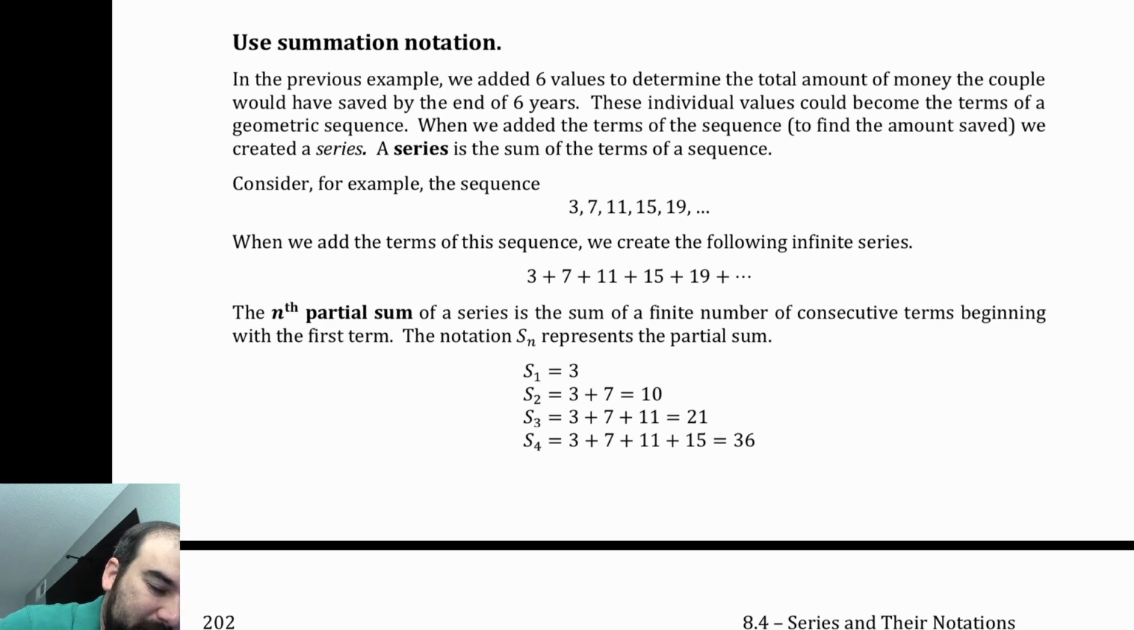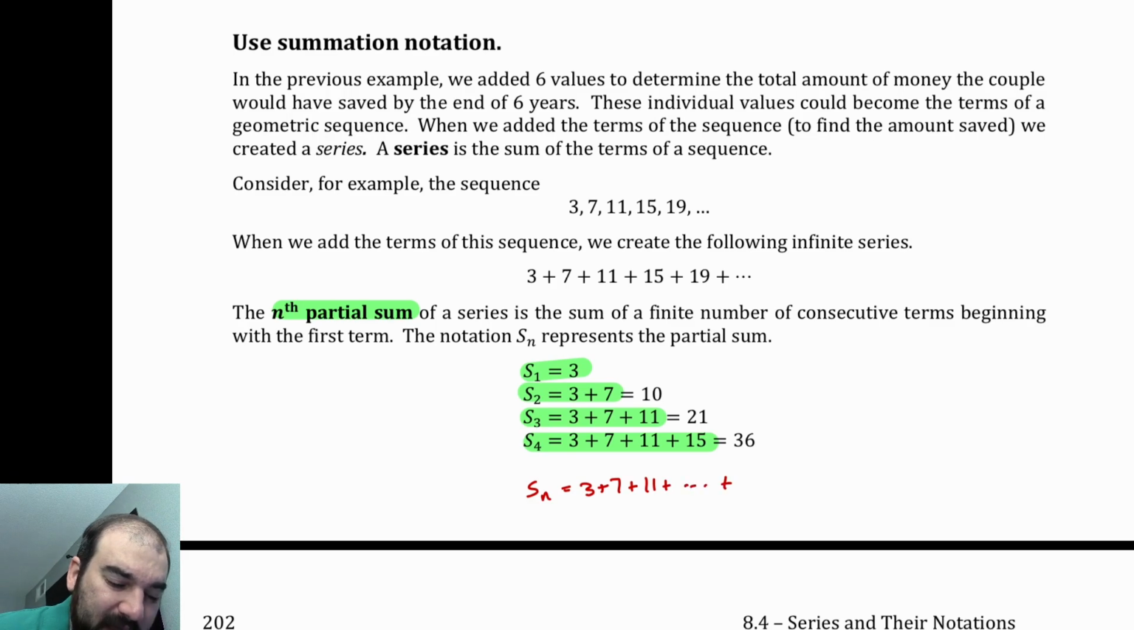Or I guess first we talk about what a series is. It's just the sum of a sequence, and then the nth partial sum specifically talks about a partial series where we're only adding one term or two terms together or three terms together or the first four terms together of a sequence. So if we said something like S sub n, that would be going 3 plus 7 plus 11 plus dot dot dot all the way to the nth term.